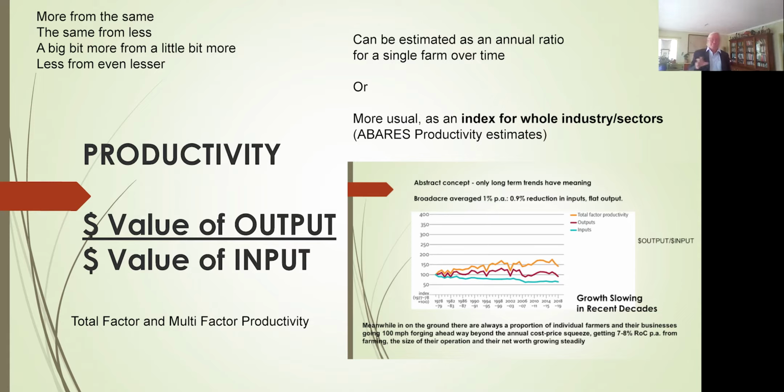We were getting 2% growth in the 70s, 80s, 90s. We're struggling to get 1% now. Over the whole period, broadacre has averaged 1% growth in productivity, which has come from a 0.9% reduction in inputs and a pretty flat output.